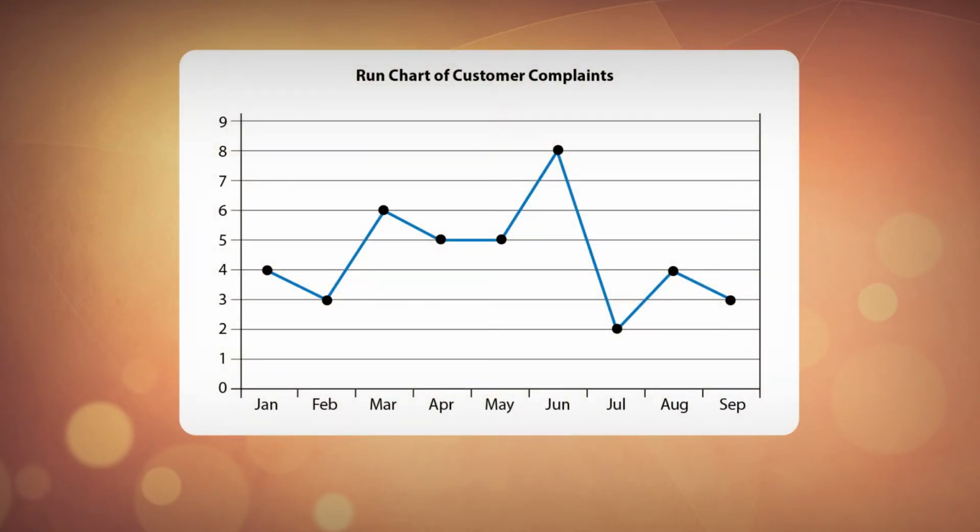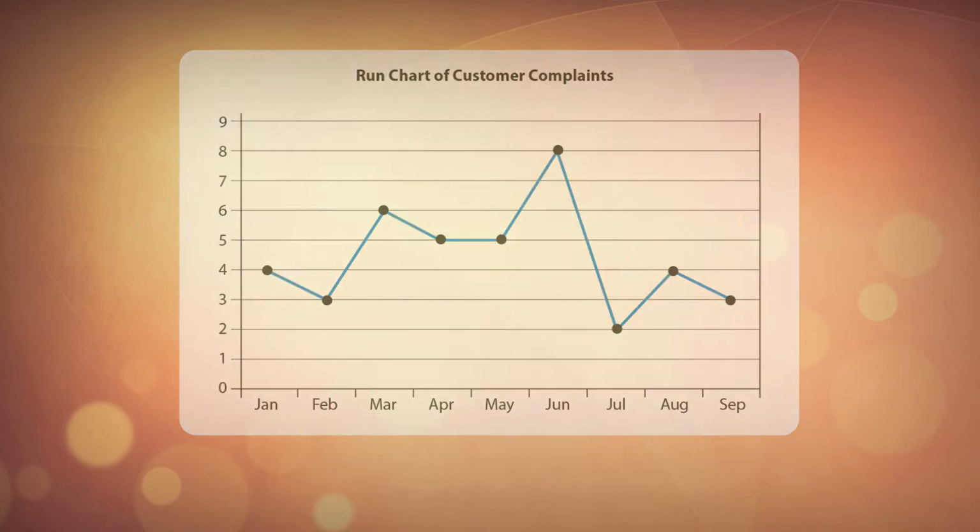Let us see the following example of a run chart depicting customer complaints over time. Based on the chart, the number of customer complaints goes up and down from the month of January until September. The lowest number was recorded in July and the highest was in June.